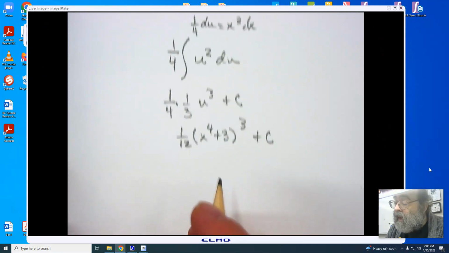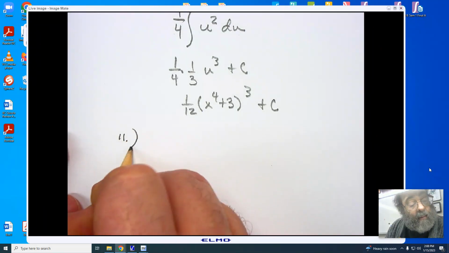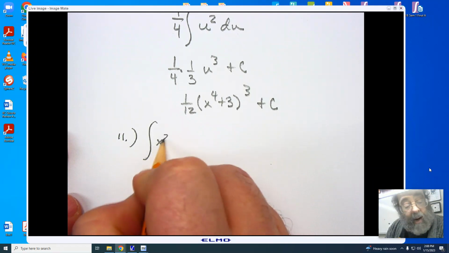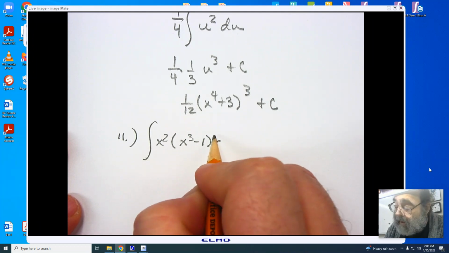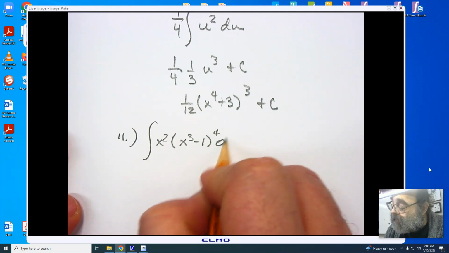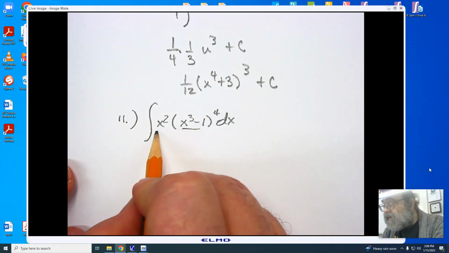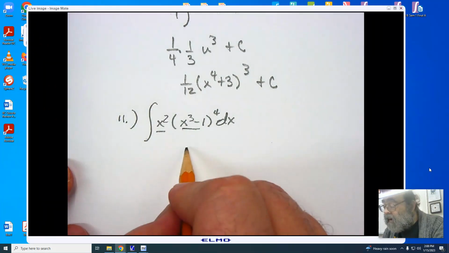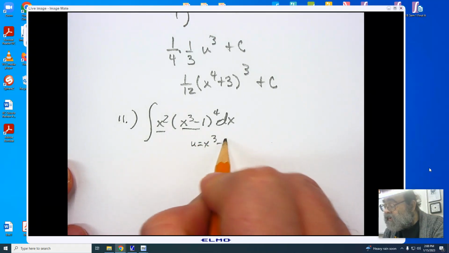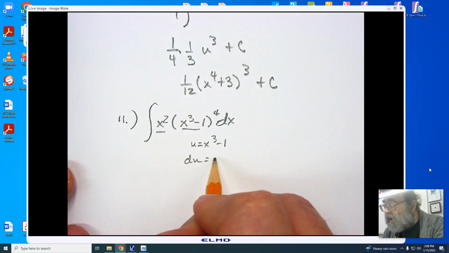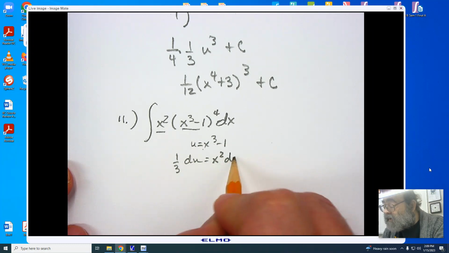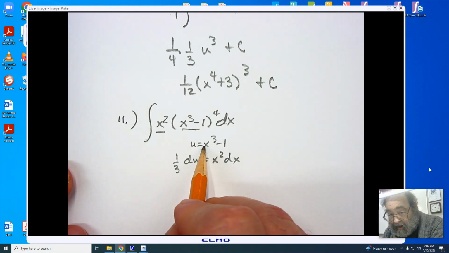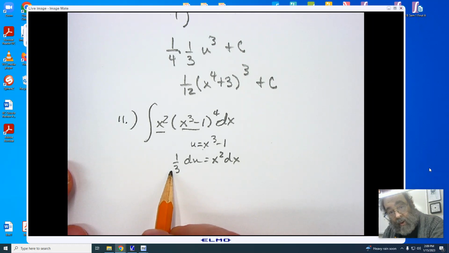Let's go ahead and take a look at number 11. Number 11, integration x squared, x cubed minus 1, and this is to the 4th power dx. We see the cubed, we see the squared. Immediately take u equal to x cubed minus 1, du equals, now we're going to get that 3, so I'm making it 1/3, and it's now x squared dx. Once again, the 3 that was here is moving to the other side as a 1/3. Once again, that's the easiest way to think about it.